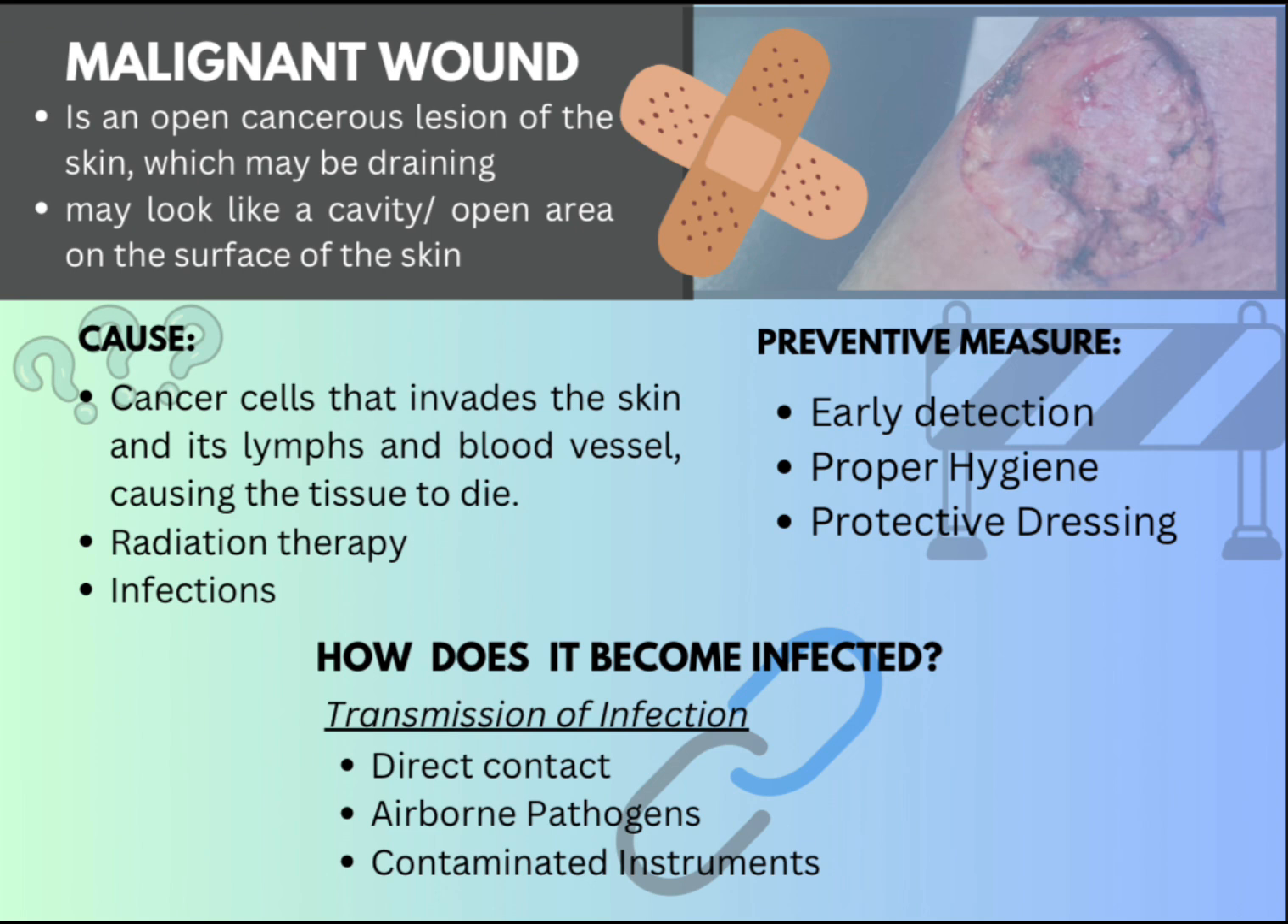Airborne pathogens: certain bacteria and fungi can be transmitted through the air, particularly in healthcare settings. Maintaining a clean and sterile environment helps minimize this risk. Contaminated medical equipment: improperly sterilized medical instruments and devices can introduce pathogens into the wound. Strict adherence to sterilization protocols is vital to prevent this mode of transmission.